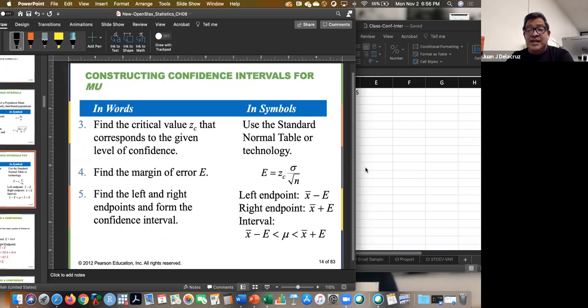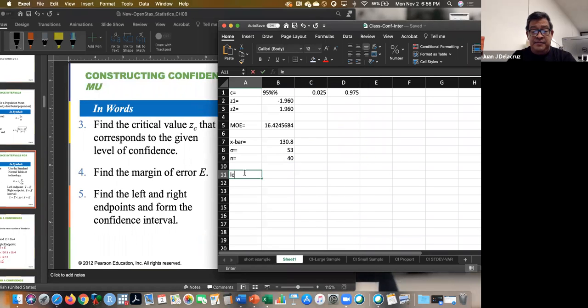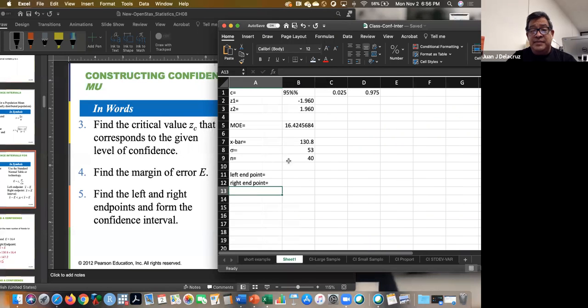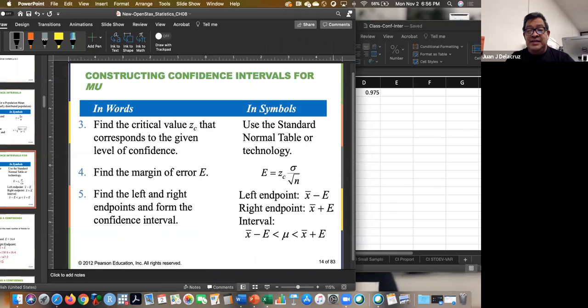So in this case, I am gonna find the left endpoint and the right endpoint. So here, I'm gonna use my X bar. I'm gonna subtract the margin of error, right? And then I'm gonna do again my X bar, and I am gonna add the margin of error, right? So in this case, I build my confidence interval.